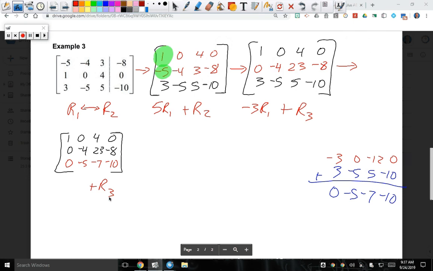You can't run away from fractions. Sometimes you will still have to do them. But what could I multiply? Which row do you think we're going to work with? Row 2.